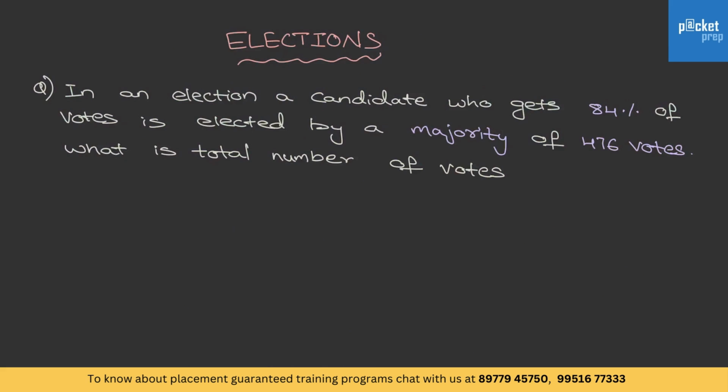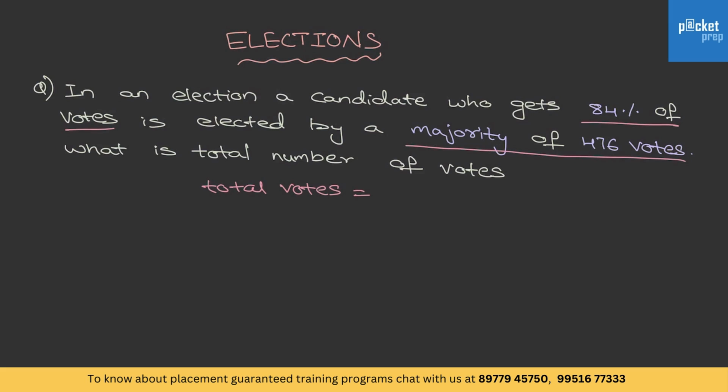Now let's see problems on elections. Here we go with the first question. In this, it is given that a candidate who gets 84% votes is elected by a majority of 476 votes. Then what are the total number of votes?